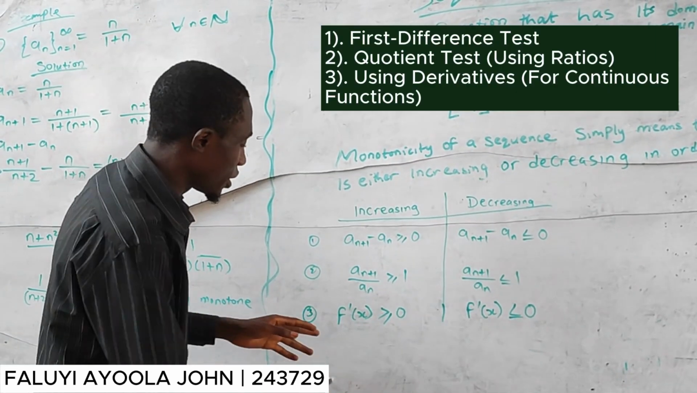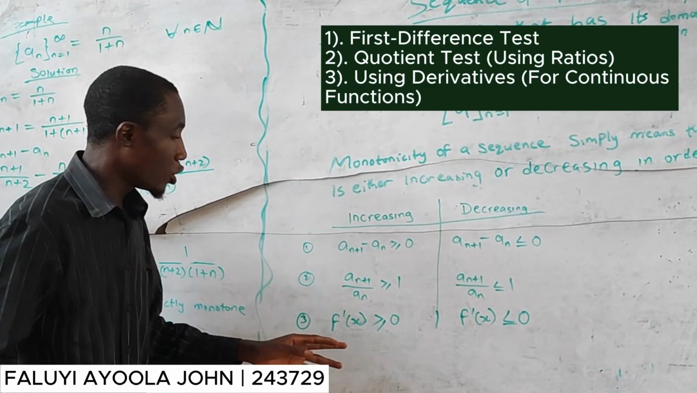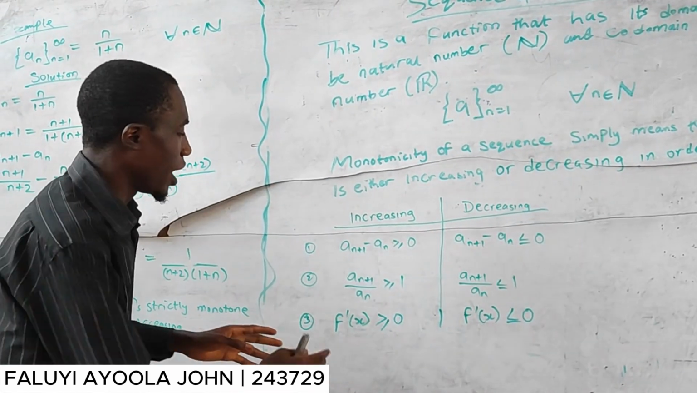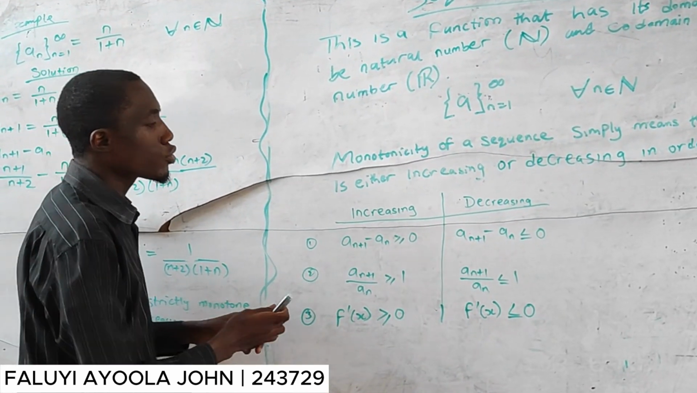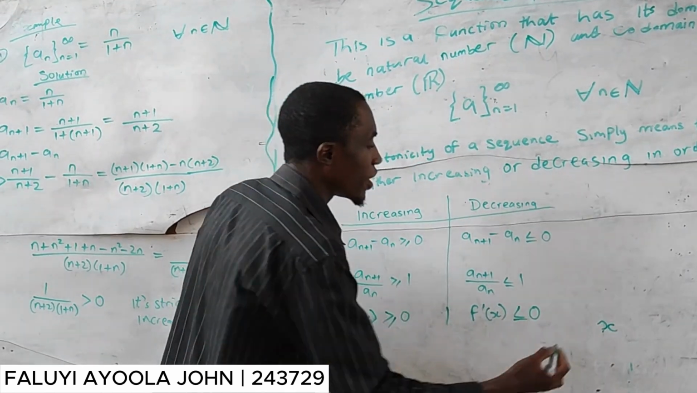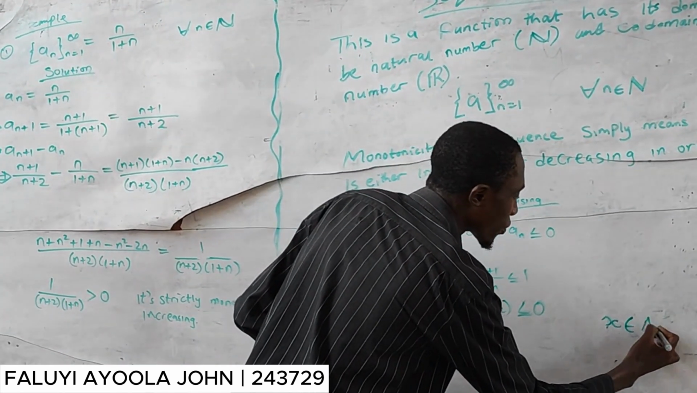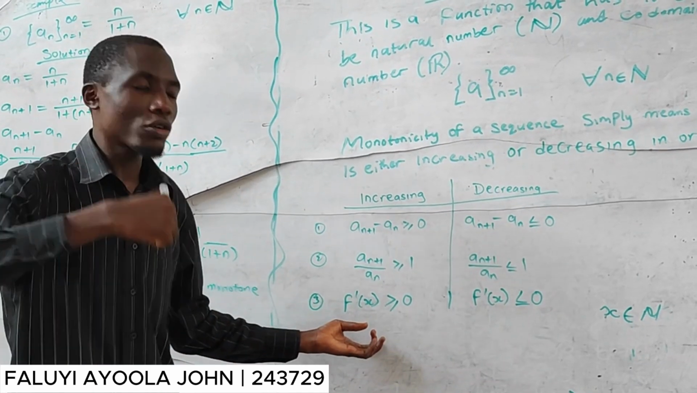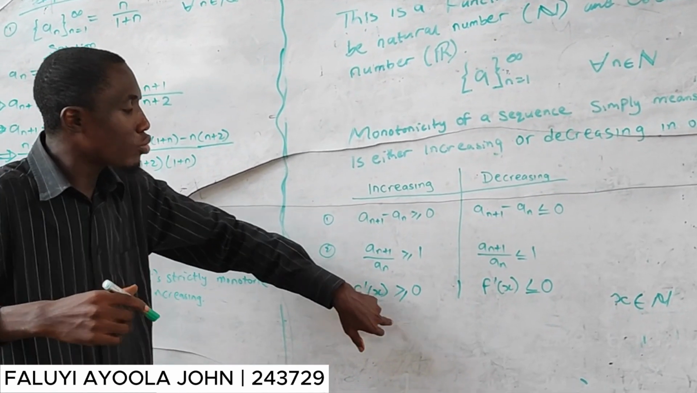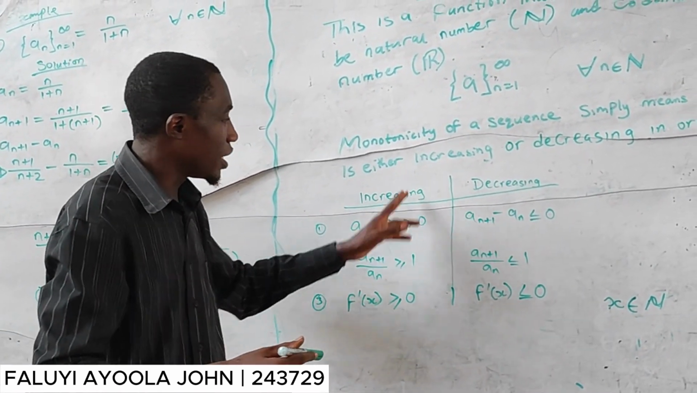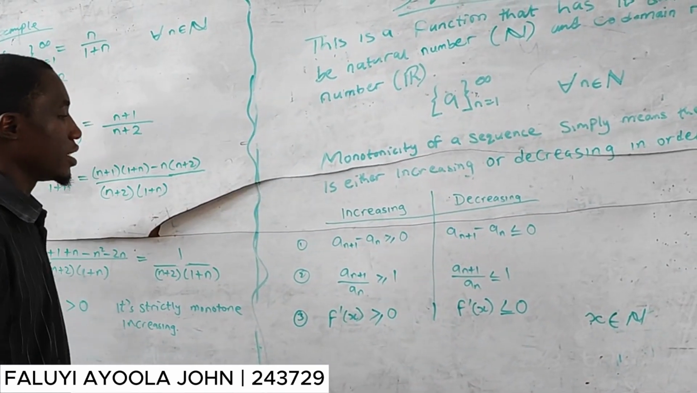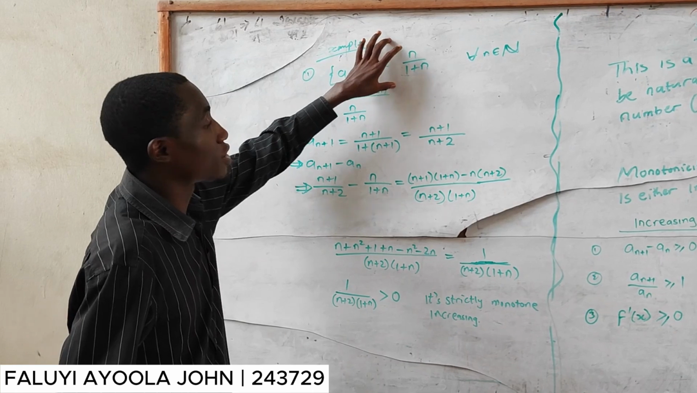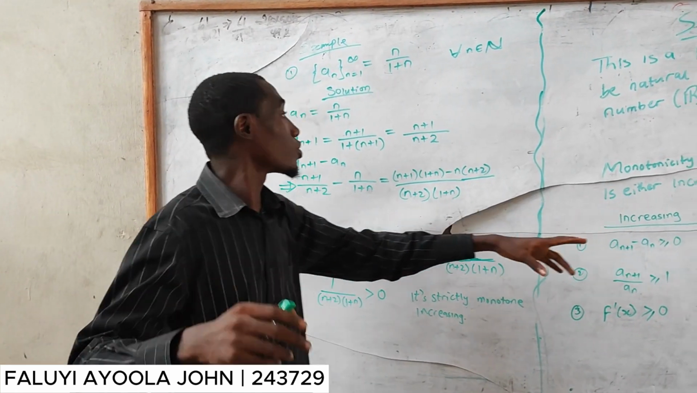Then the third one is what we call the calculus method. It means that if we differentiate our given sequence one time, and for all values of x coming from the natural numbers we put them in that derivative, and it is greater than or equal to 0, that is giving us increasing order, and the opposite is the decreasing case. Now, let us use an example to verify whether a particular sequence is increasing or decreasing in monotonicity.